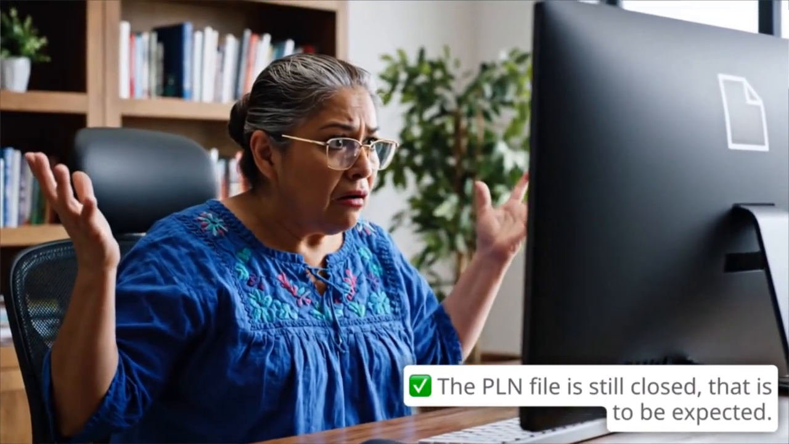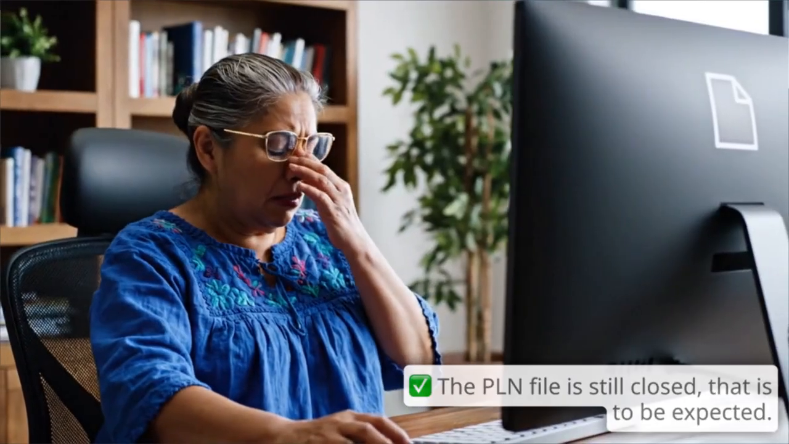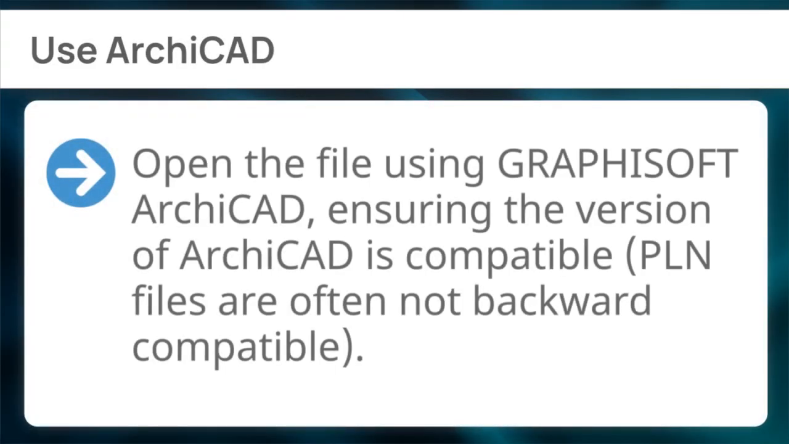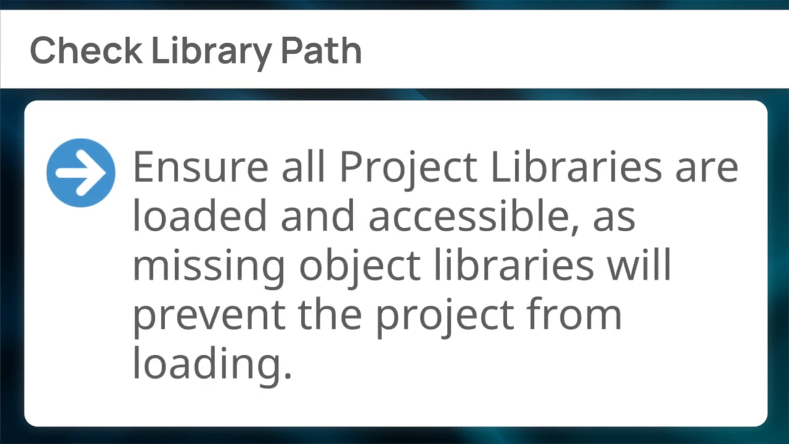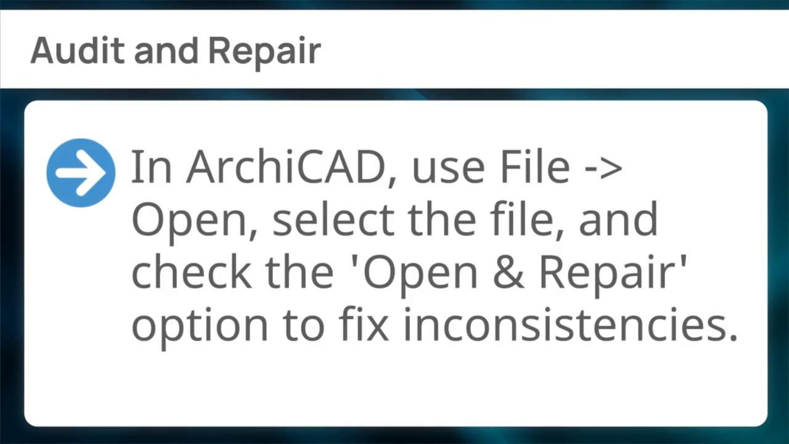Let's jump into these 3 core diagnostic steps immediately. First, use ArchiCAD. Open the file using Graphisoft ArchiCAD, ensuring the version of ArchiCAD is compatible. PLN files are often not backward compatible. Next, check library path. Ensure all project libraries are loaded and accessible, as missing object libraries will prevent the project from loading. Finally, Audit and Repair. In ArchiCAD, use File, Open, select the file, and check the Open and Repair option to fix inconsistencies.